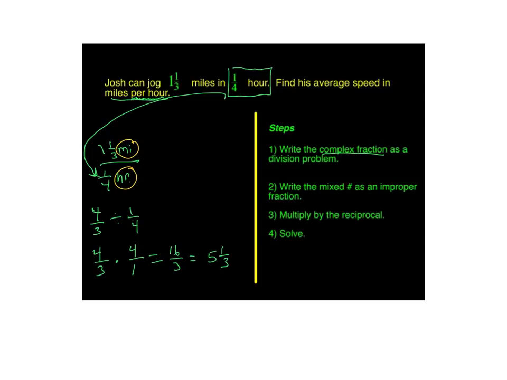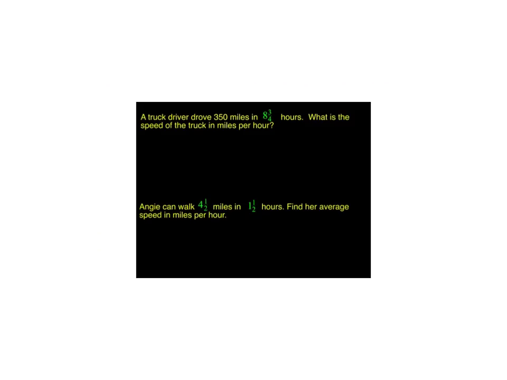Now let's talk about what we're finding. If you look at this setup, you see that we've got miles over hours, and since the thing that's in the denominator is what we want 1 of, what this is telling us is that our answer is 5 1/3 miles over 1 hour, or 5 1/3 miles per hour. Okay, let's try another.